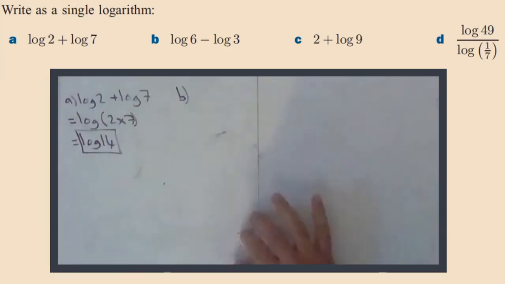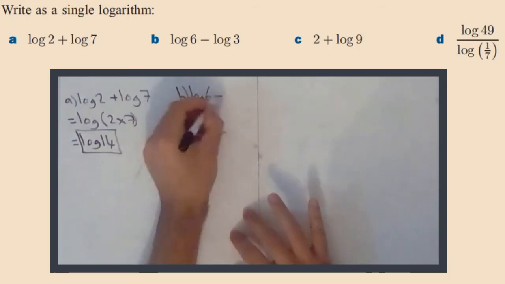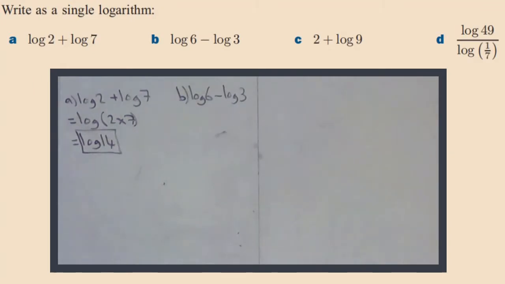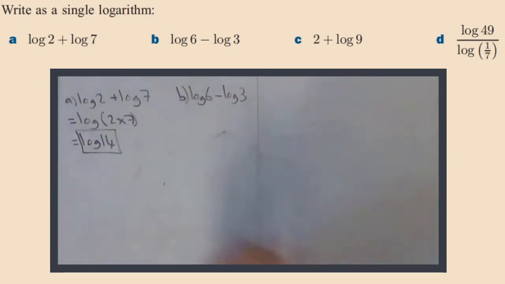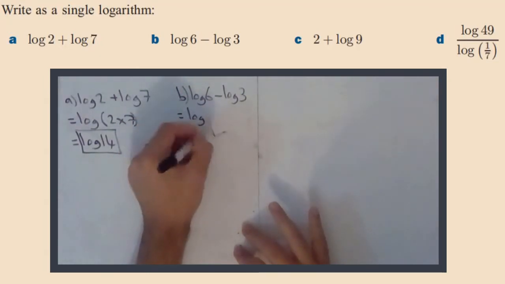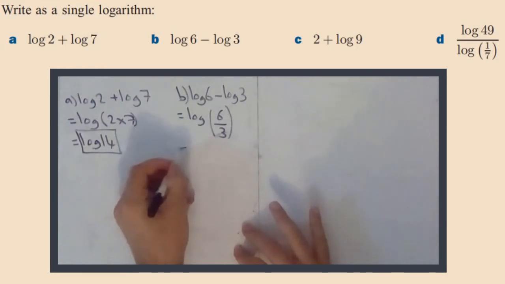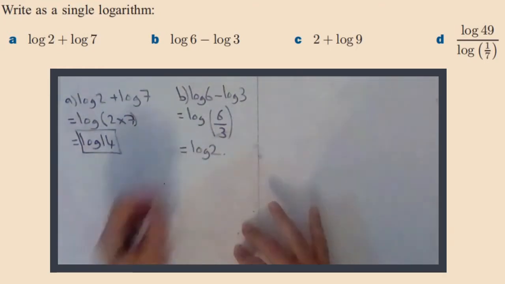Part B, log 6 minus log 3. So here we're going to use the second law of logs, which is the complete opposite of the first law. So when you've got the difference of 2 logs, you can take the log of the quotient. So this is going to be log of 6 over 3, not 3 over 6. 6 over 3 is 2, so this is just log 2.